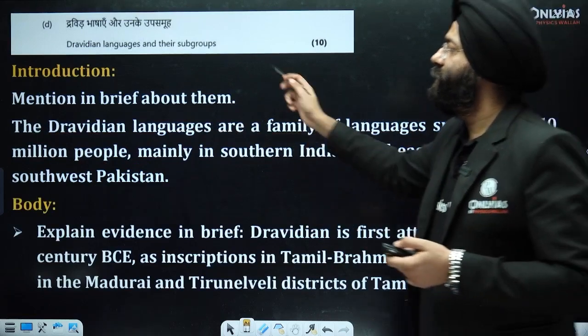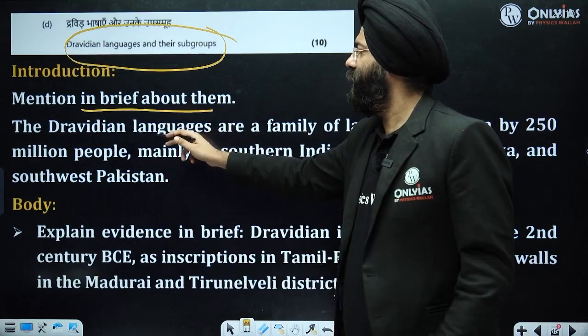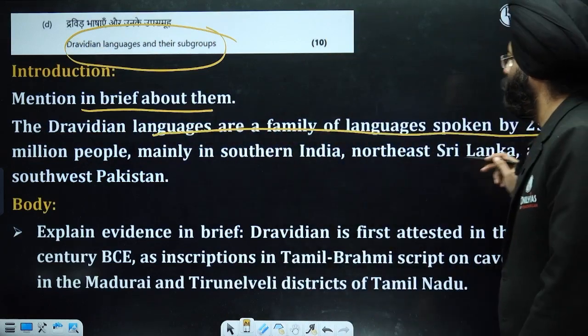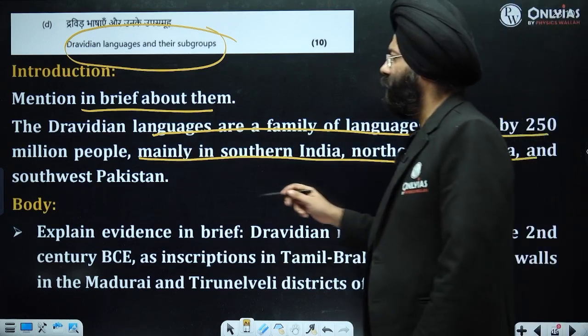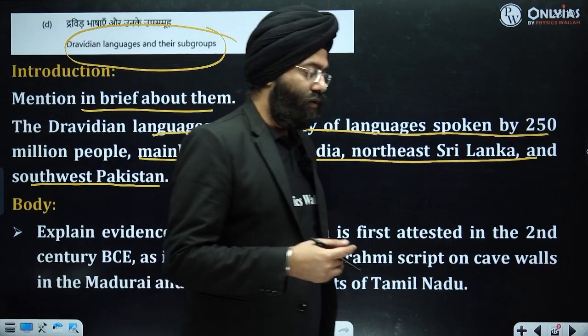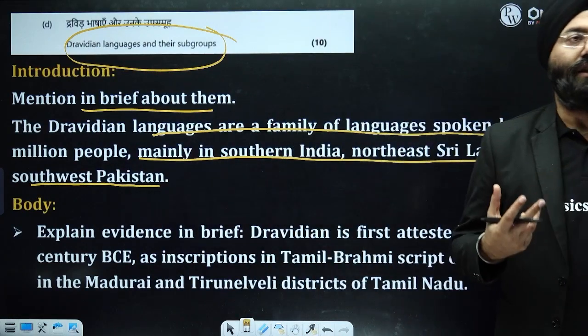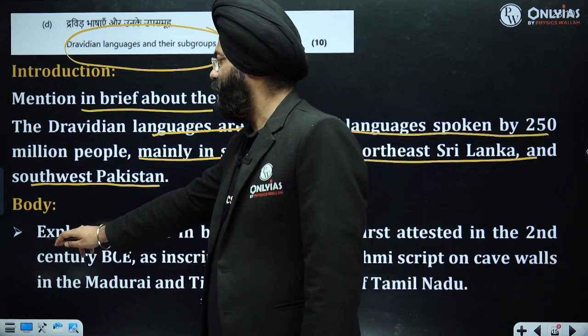Next, Dravidian languages and their group. Briefly mentioned, Dravidian languages are the family of languages spoken by 250 million people, mainly in southern India, northeast Sri Lanka, and southwest Pakistan. Now, this is very important. Even in Pakistan, you have the traces of the Dravidian language. Clear?